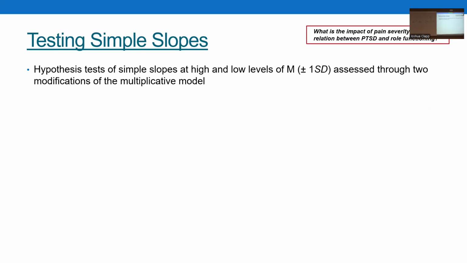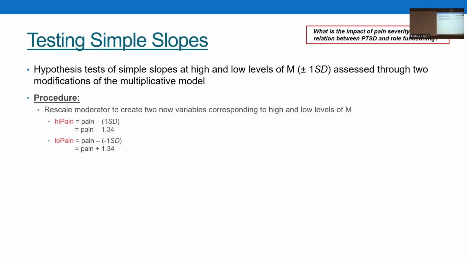So again, we're wanting to look at the impact of pain severity on the relation between PTSD and role functioning, okay? So we're going to separate this out a little bit. What I want to do is test the simple slopes for this piece over here. So what I'm going to do in SPSS or in Stata is take my moderating variable and create two new variables in the set that correspond to high and low levels of my moderator, okay?